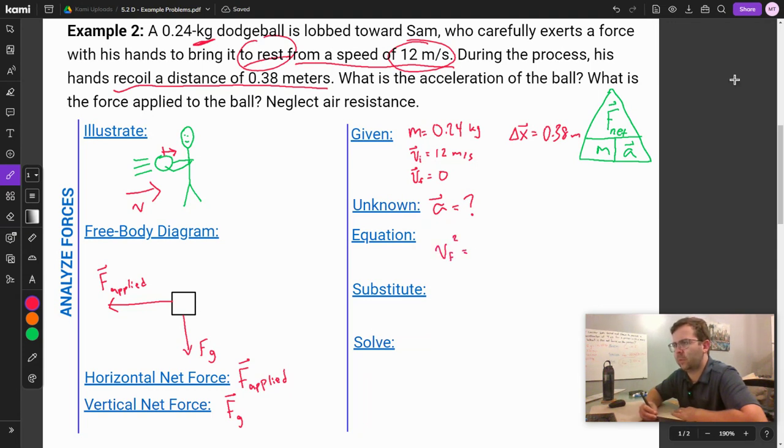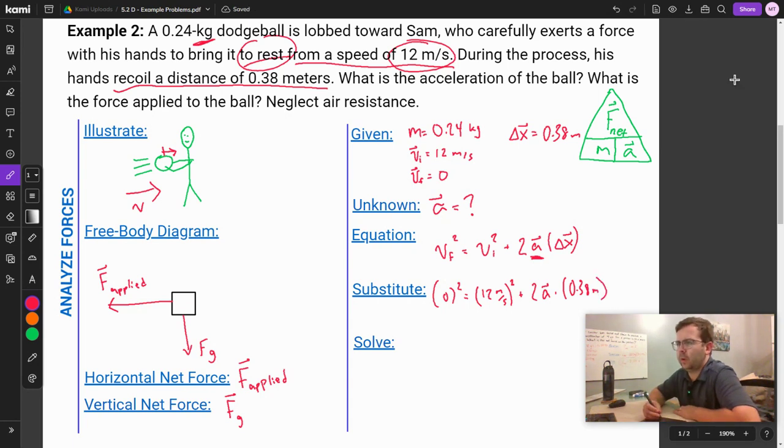It's the final velocity squared is equal to the initial velocity squared plus 2 times the acceleration times delta x. So this is going to allow us to find the acceleration of the ball because we have all these other pieces. So we're just going to substitute in now. The final velocity is 0. The initial velocity was 12 meters per second. And then plus 2 times the acceleration, which we don't know, so I'm going to leave that as a, times delta x, which is 0.38 meters.